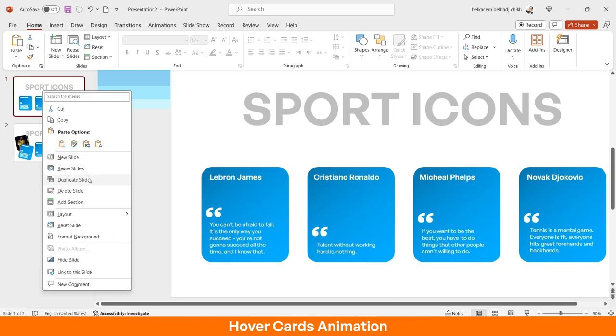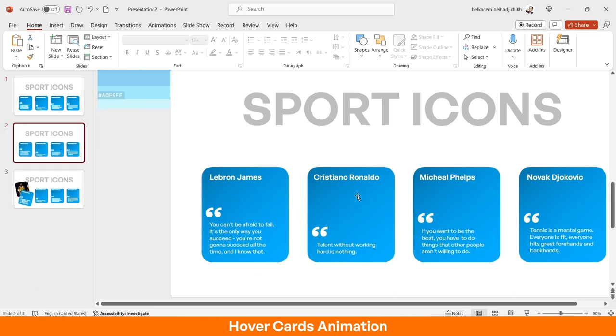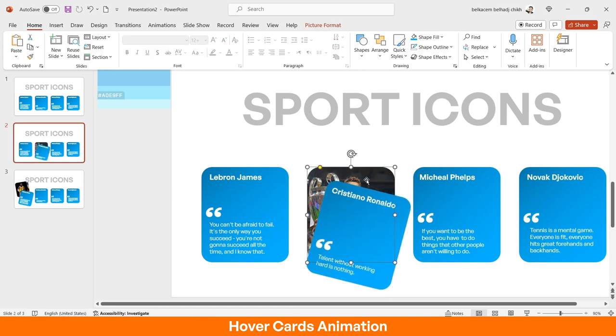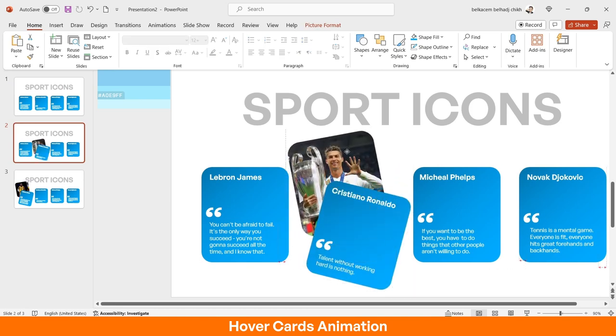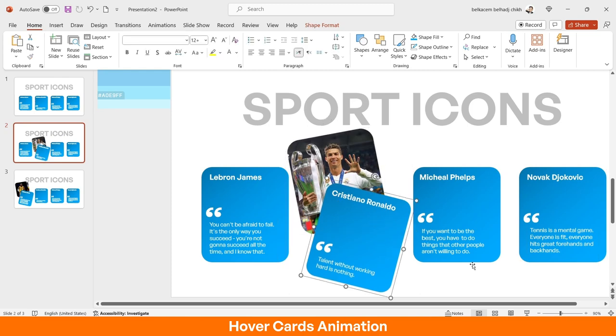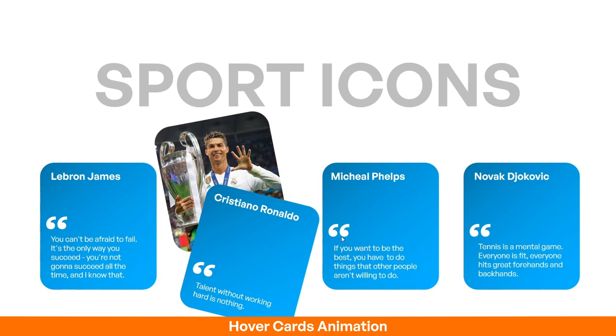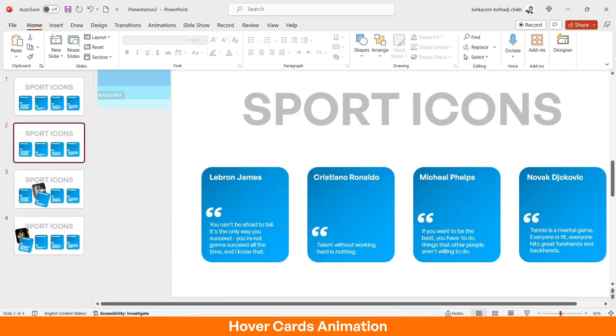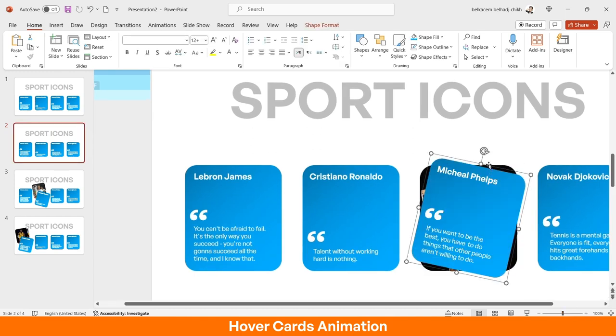So let's duplicate again the first slide, then move to the second card, the CR7 card. Nice. Let's do the same process as the LeBron James card. As you notice, this is sped up.